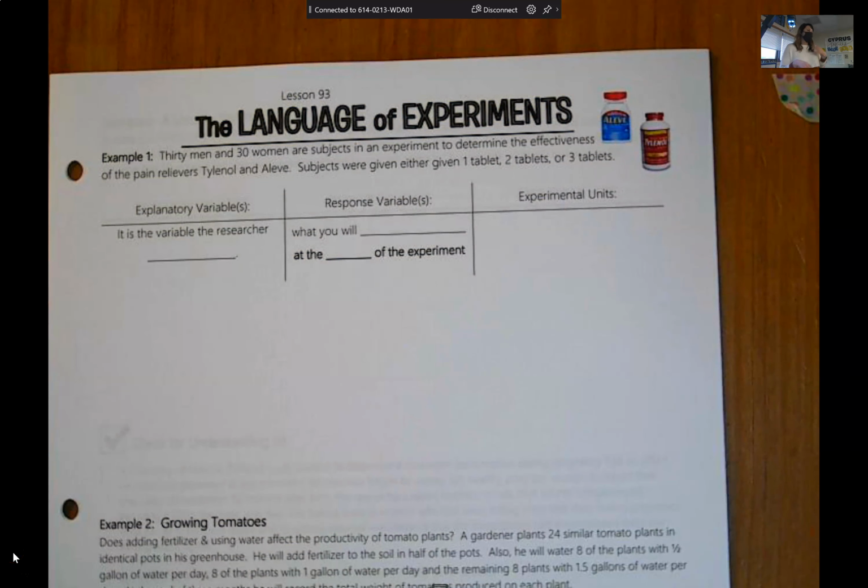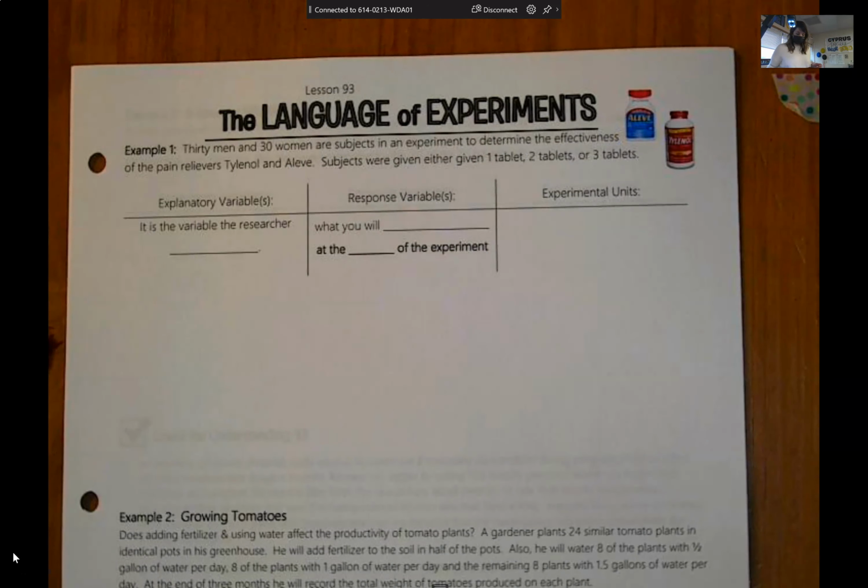We're starting with lesson 93, and then we'll do lesson 94. And they're both pretty short. In fact, we end up doing like half of your check for understanding for 93, just to make sure that everybody feels good about it.